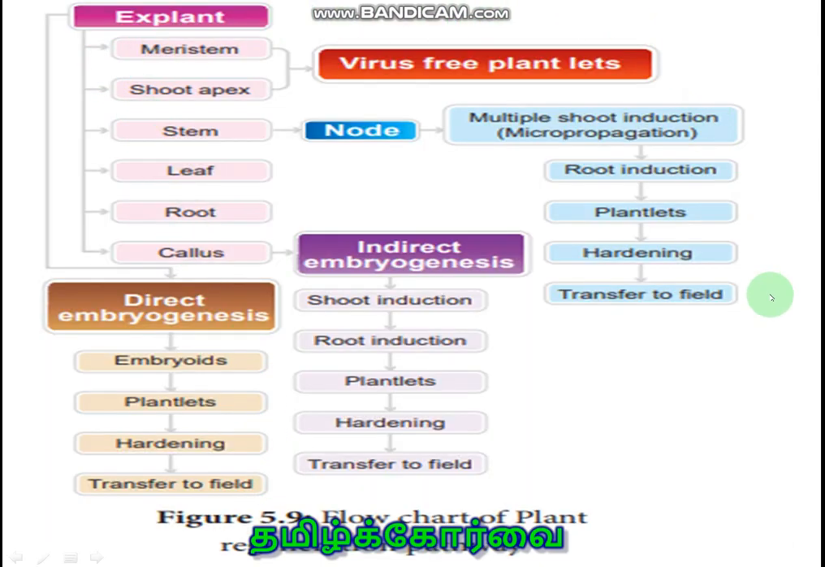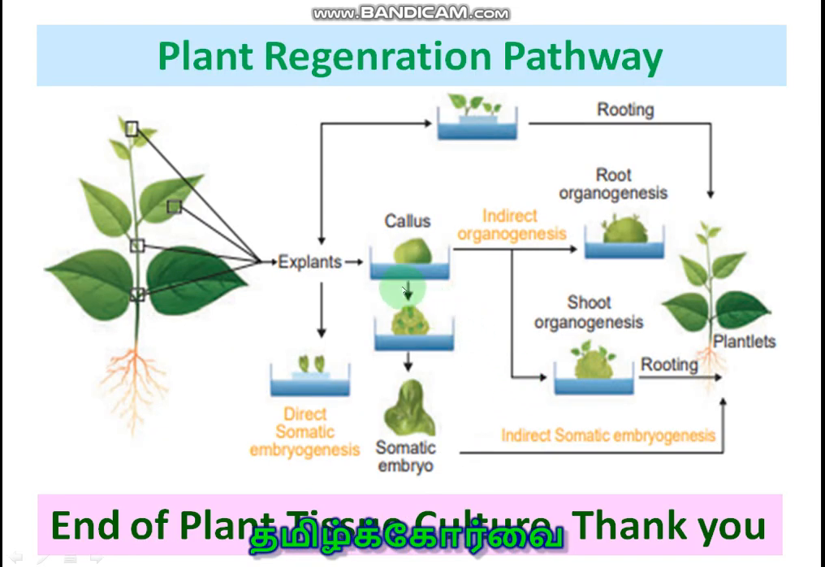And this is the overall application of plant tissue culture. It is amazing that various types of plant parts can be used as an explant, and also we are able to produce virus free plantlets from the nodes of the stem. Here multiple shoot induction can be done, and then root induction, plantlet hardening, and transfer to the field. In the same way, indirect embryogenesis, shoot induction, root induction, plantlet hardening, and transfer to the field. Without callus, direct embryogenesis leads to hardening and transfer to the field condition. And this is the overall plant regeneration pathway.